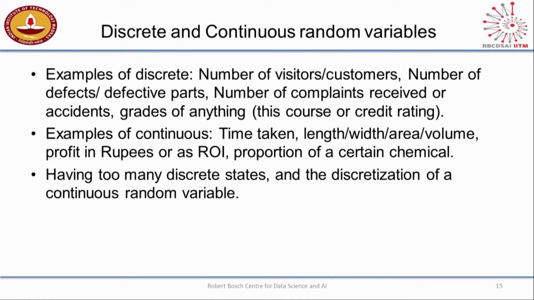Examples of continuous are things like amount of time it takes, some measurement like length, width, area, volume, temperature, profit in rupees, return on investment as a percentage, proportion of a certain chemical in a thing. Now, the major distinction that I want you to make in understanding the difference is some things are inherently discrete or continuous based on their property, not based on your measuring device.